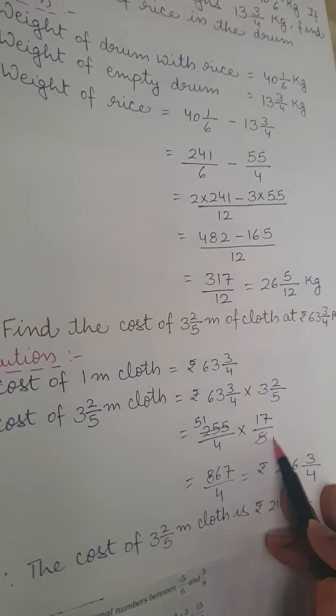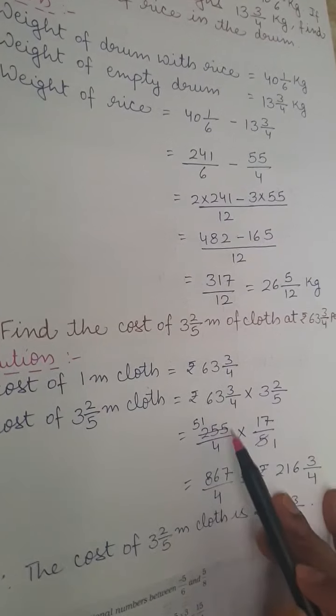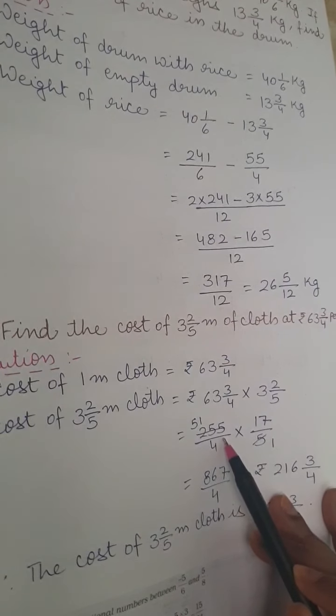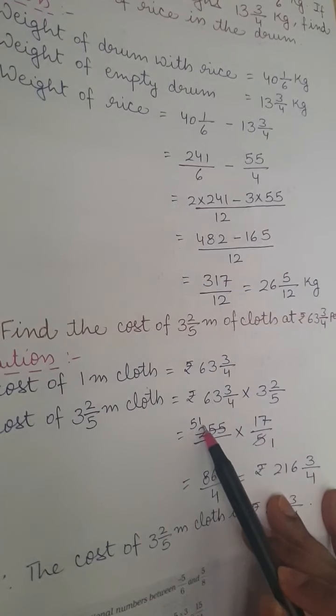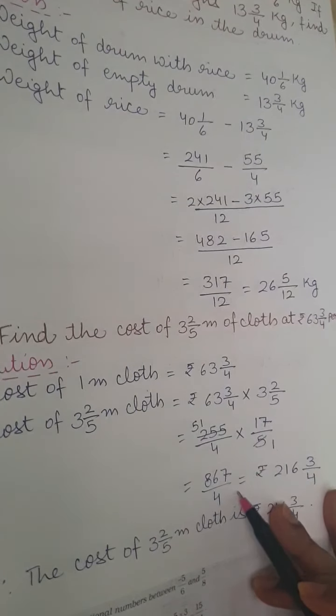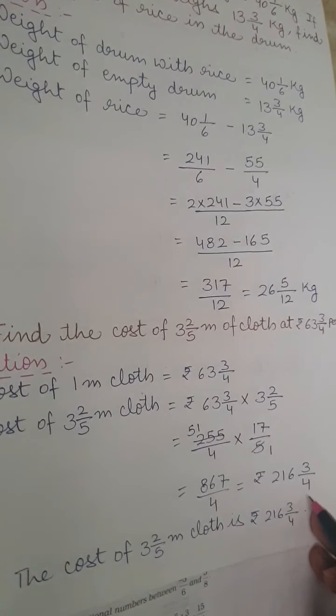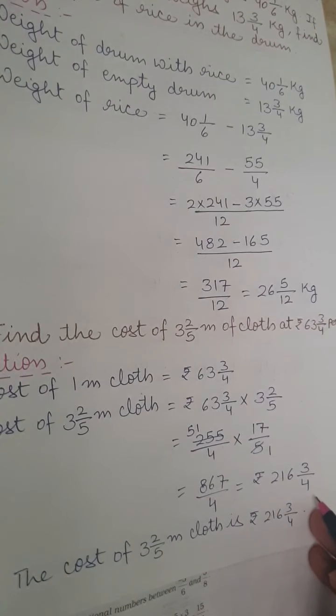Now simplify them. 5 1s are 5, and here 51. 5 5s are 25, 5 1s are 5. Now multiply 51 by 17, and then divide by 4. So what do you get? You get 216 and 3/4. So this is the cost of cloth that you have obtained, and this is your answer.